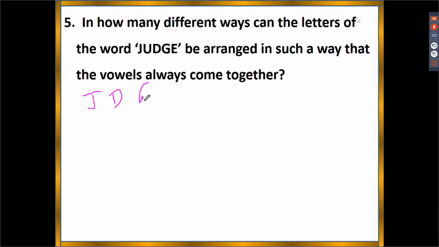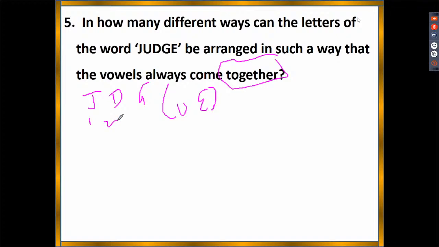J, D, G, U, E. U, E are the vowels in the word judge. Whenever they mention that the vowels always come together, it is nothing but both the vowels side by side.